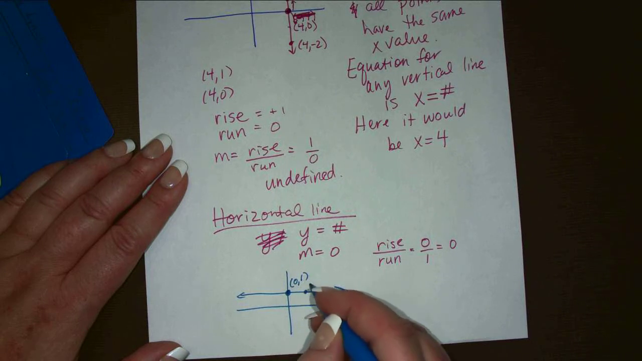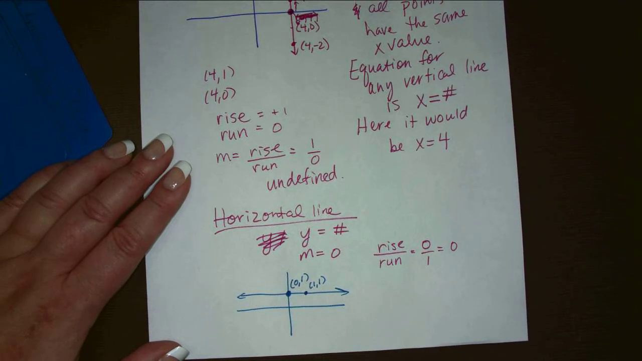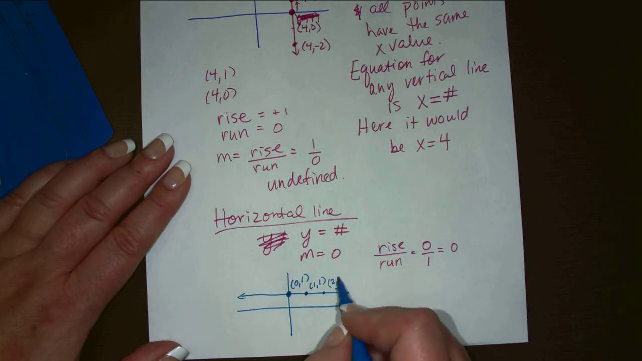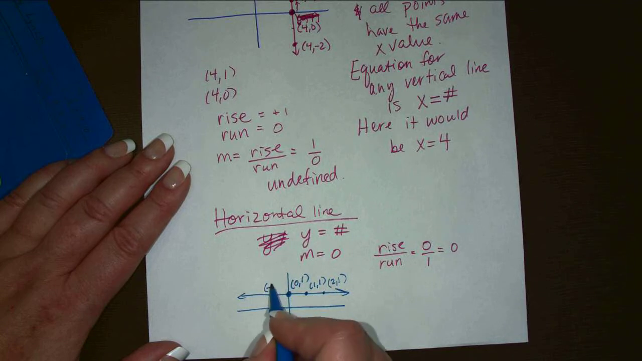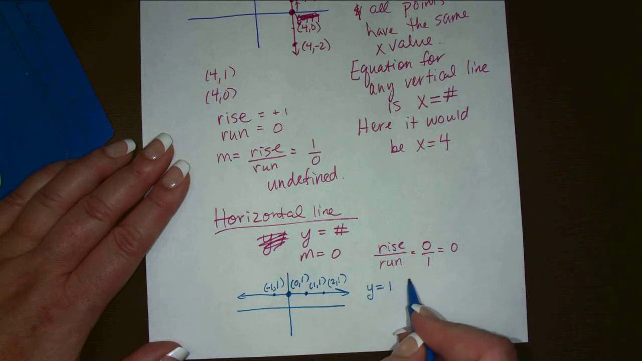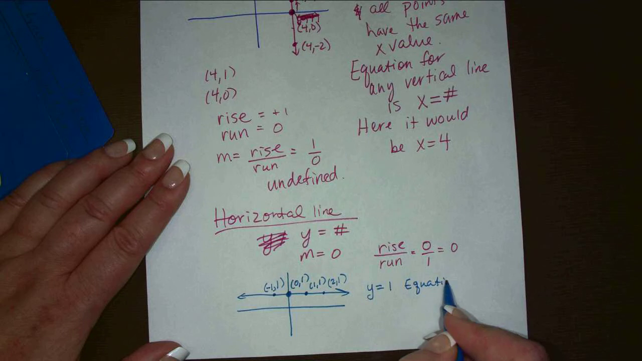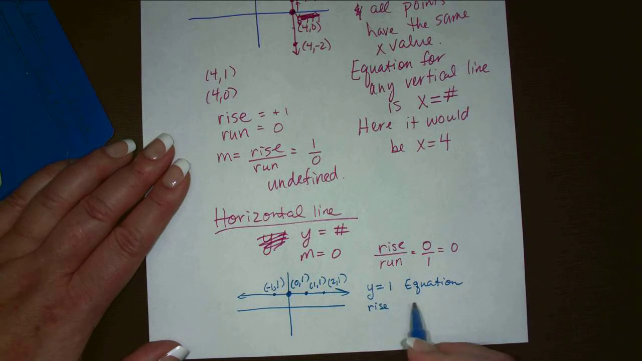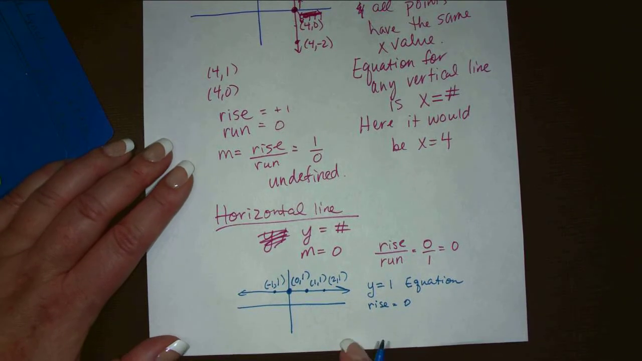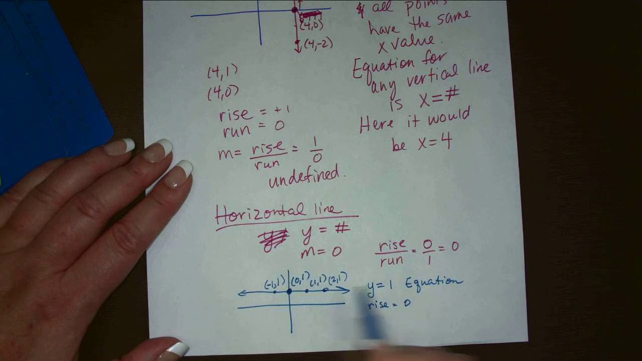Say 2 points on a horizontal line, or 3. We're always up 1. So this particular equation would have, the equation would be y equals 1. And rise, we don't go up or down to get to another point, so rise is 0. Run is whatever 2 points you pick. So if we said between here and here, the run would be 2. It doesn't matter because 0 over whatever number is 0. Okay.